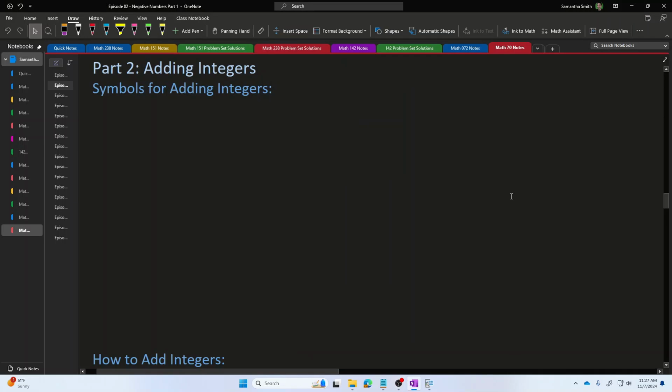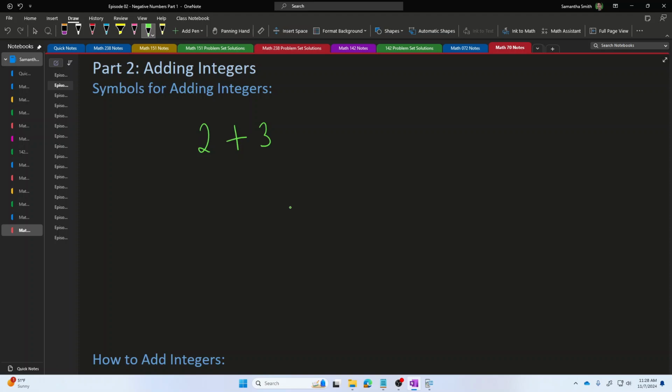In this part of episode 2, we're going to be talking about addition of integers. So, the addition symbol, we remember, was the plus sign. And so if you want to add two numbers together, all that you have to do is put the plus sign between them, and this is the symbolic notation for add 2 and 3.